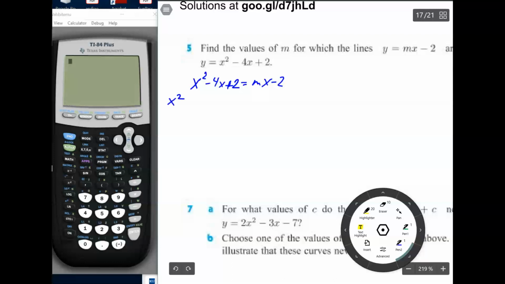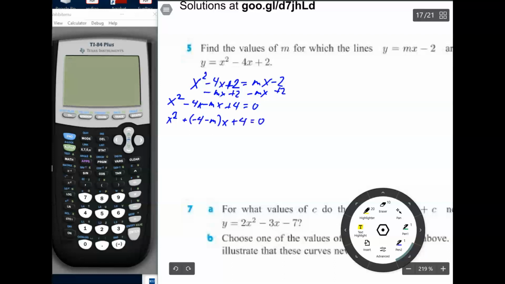So instead of minus 4x, we're going to subtract mx from both sides, so we're going to end up with minus 4x minus mx. And then instead of plus 2, we're going to add 2 to both sides, so then we get plus 4, and the right side is now equals 0, which is what we wanted, right? If we have a quadratic equals 0, then it's actually possible to solve.